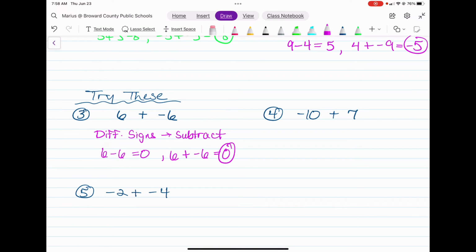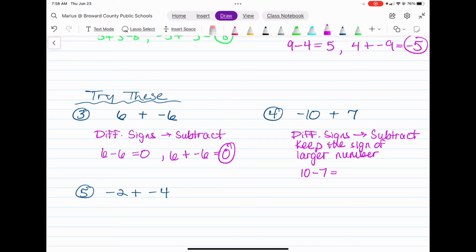Okay, let's take a look at number 4. Number 4 reads -10 plus 7. Once again, we have different signs. So different signs mean to subtract. And when we subtract, we keep the sign of the larger. That's an important thing to remember when we're adding negatives and positives. Now, the first thing, like we said, we want to subtract. So 10 minus 7 is 3. Now, the larger number is negative. So our final answer for -10 plus 7 is going to equal -3.